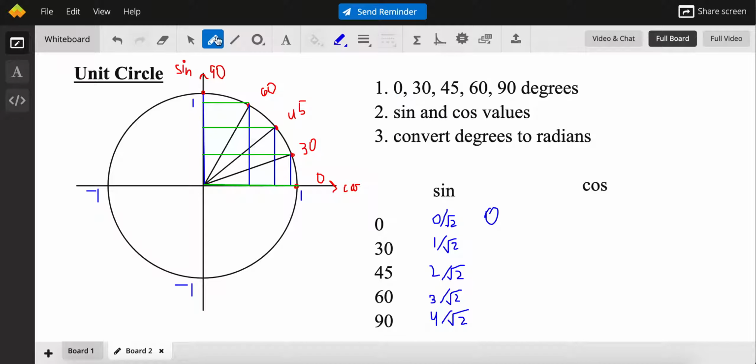Sorry, it's not over radical 2. It's divided by 2, period. I knew I was forgetting something. Okay, so all of these are divided by regular 2, not radical 2.